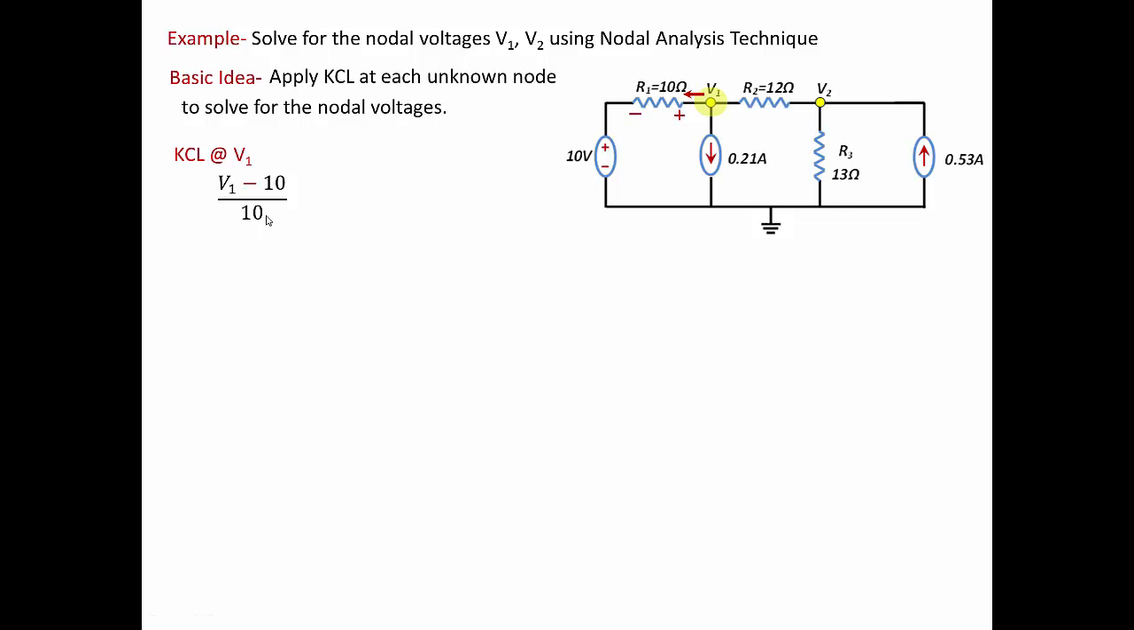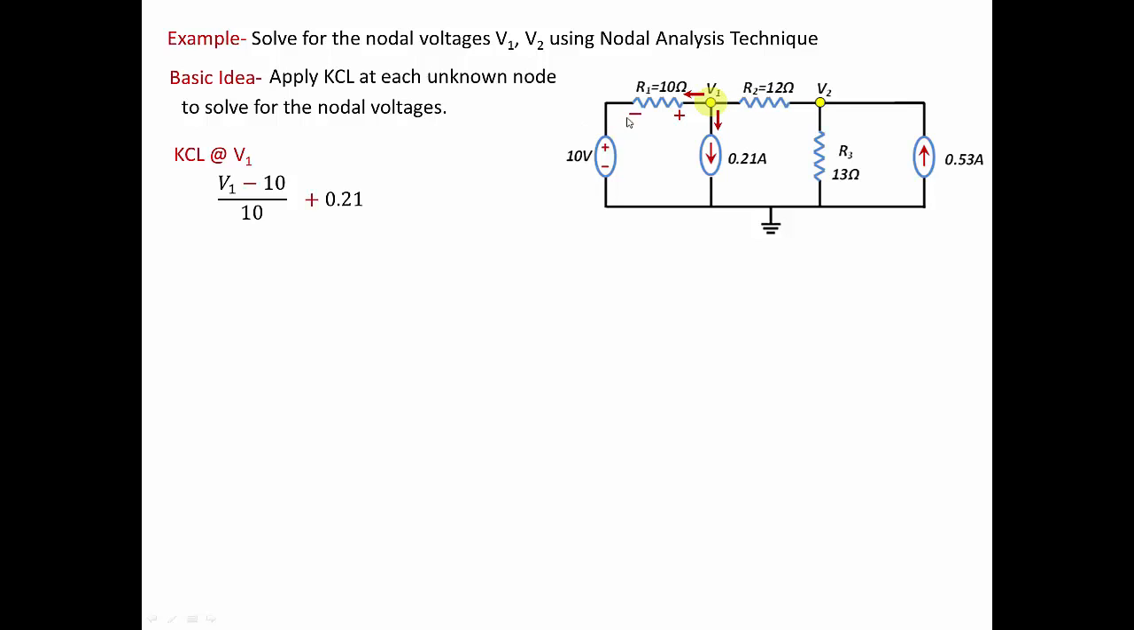Now I'm going to add the current leaving this branch. The current leaving this branch is the same as the current source, so the current source is basically how much current leaves this branch. That current is going to be 0.21 amps. Because it is leaving, I'm going to add 0.21 amps.